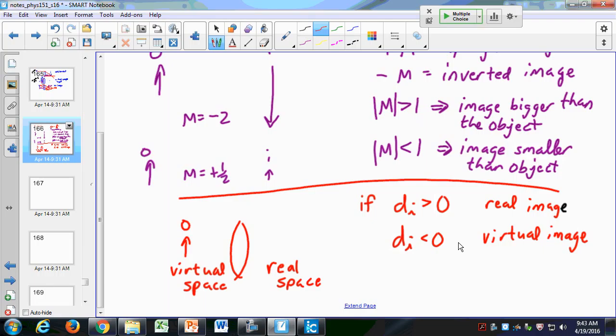In virtual space, di is always negative. So I have a negative di over here. I have a positive di over here. Real images are on this side of the lens. If my object is over here, real images are always opposite the lens. Virtual images are always the same side as the object. Knowing those three scenarios with the convex lens will help you with that.